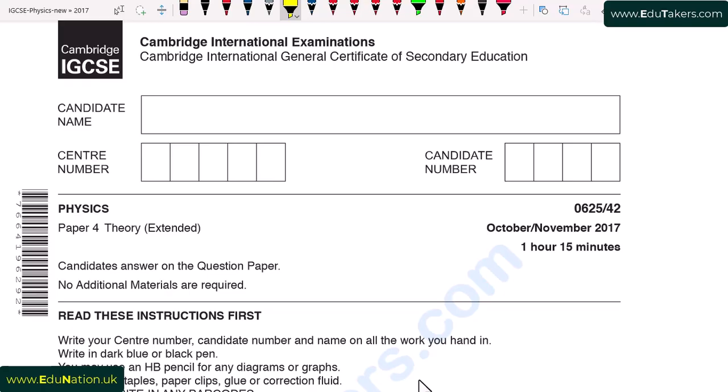Today we are going to solve Cambridge IGCSE Physics Paper 4 Theory Extended, held in October-November 2017, and the paper code is 0625 with variant 42. So let's start from question number 1.